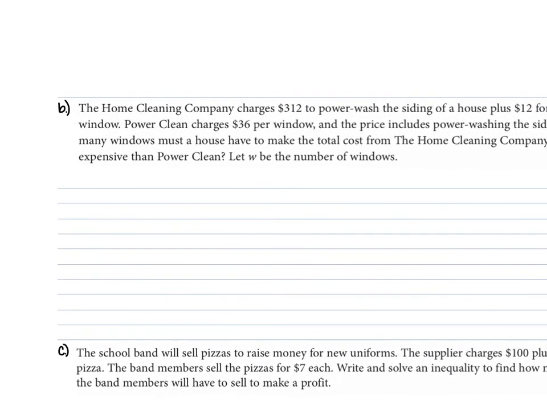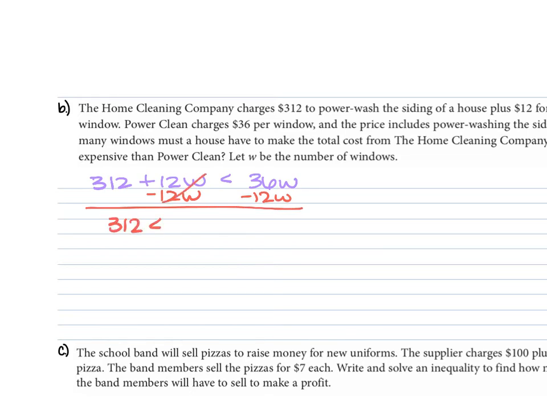So we have the first situation, that's $312 plus $12 for each window. Then we have the other situation that's just $36 per window. We want to know how many windows it'll take for the cost for the home cleaning company, the one on the left, to be less expensive, so that would be less than the one on the right. So we are going to get our W's together once again. We're going to subtract 12W from each side. We have 312 is less than 36 minus 12, which is 24.